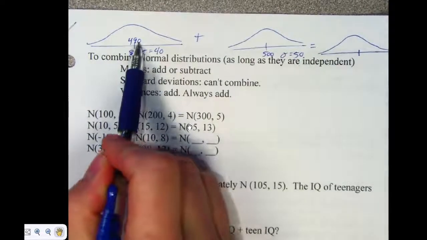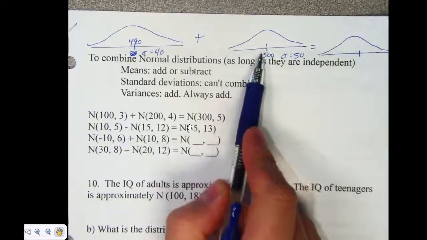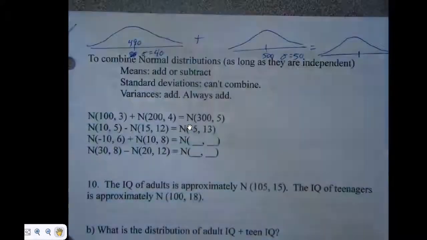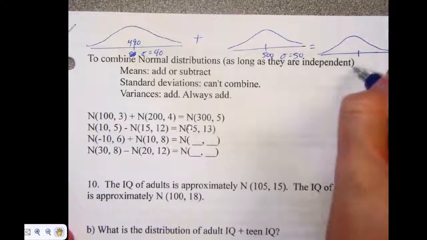So your math average score is 490. This is all the people that take the SAT. The English average score is 500. What would you expect the average overall, if I added those two together, to be? It's going to be 990. The averages work just like you would expect them to work. So your average here would be 990.